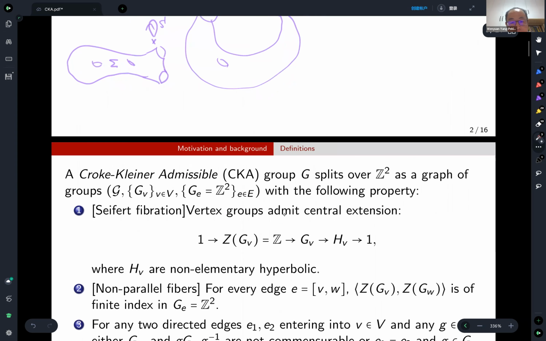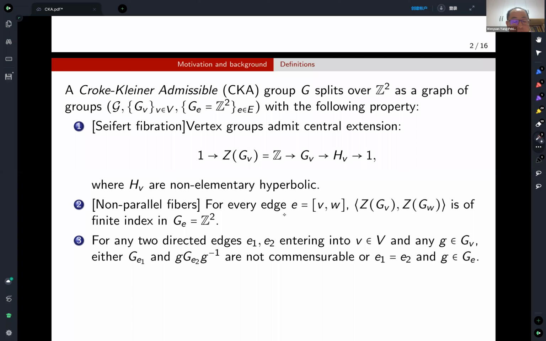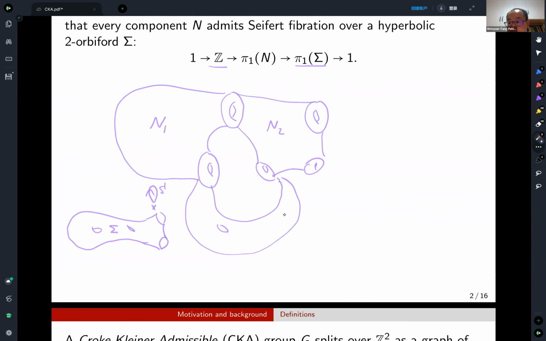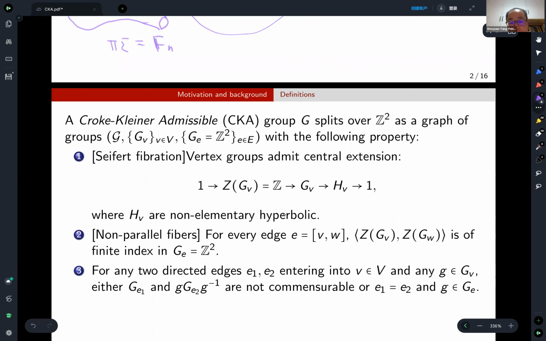So for each vertex group, we make an analog with the Seifert fibration. We assume each vertex group admits a central extension. We have this exact sequence. But here, this is different from graph manifold groups. In graph manifold groups, here we always have the fundamental group of a surface, which is a free group. But here we can allow this to be any possible non-elementary hyperbolic group.